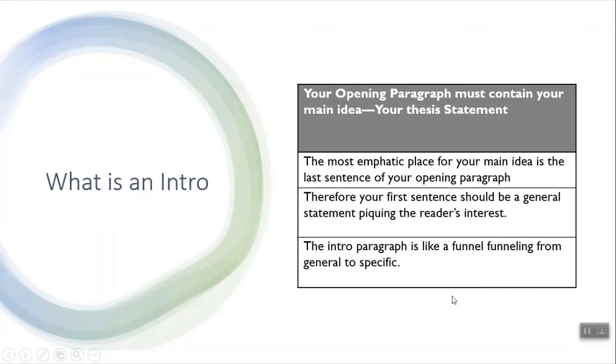So your opening paragraph must contain your main idea. This is where the thesis statement goes. The thesis statement is the central idea. We talked about that last week. It has to be in there. For me and for the Practical Stylist, the most emphatic place for your main idea is the last sentence of your opening paragraph. Therefore, your first sentence should be a general statement piquing the reader's interest, sort of a hook. The intro paragraph is like a funnel. It goes from general to specific. You can start very general and wide and then work your way down, more and more narrow, to your central idea, your thesis statement.